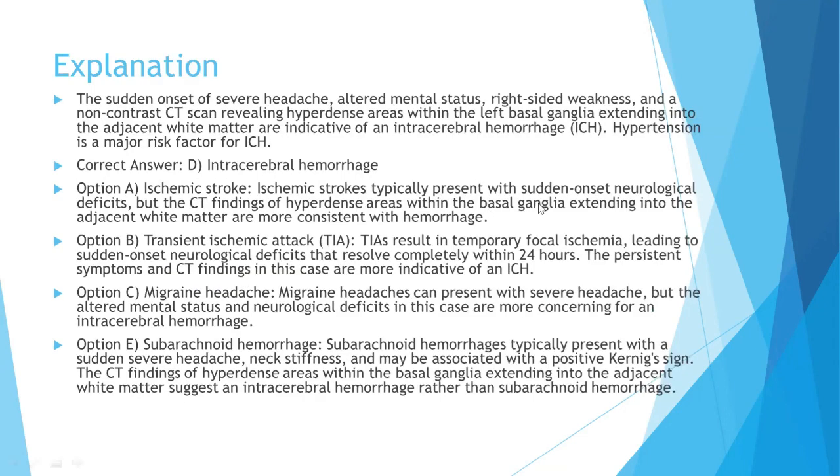So the sudden onset of severe headache, altered mental status, right-sided weakness, and a non-contrast CT scan revealing hyperdense areas within the left basal ganglia extending into the adjacent white matter are indicative of intracerebral hemorrhage. We have talked about ischemic stroke. We will talk in a minute about the TIA. We have talked about subarachnoid hemorrhage, and this is about migraine headache, which can present with severe headache, but the altered mental status and neurological deficits in this case are more concerning for an intracerebral hemorrhage.